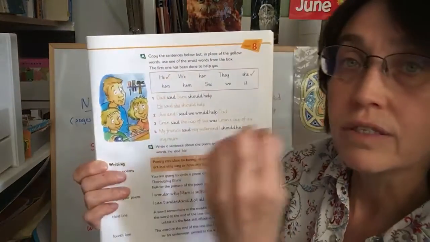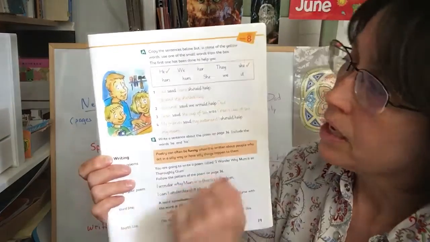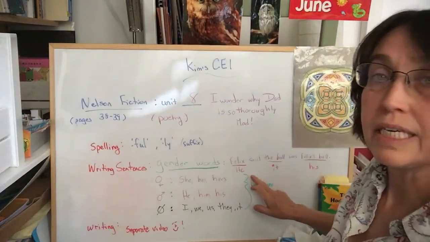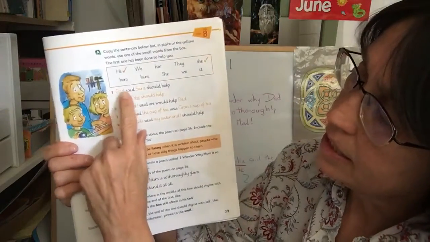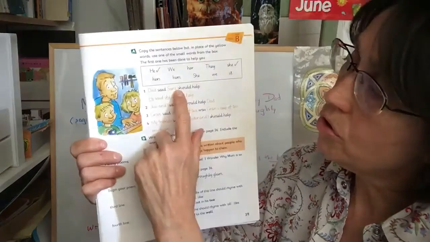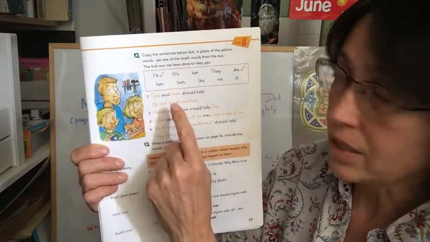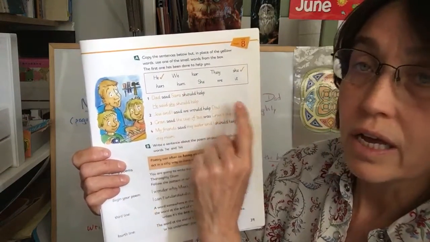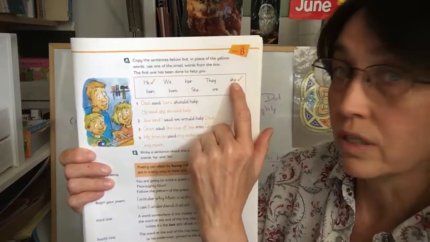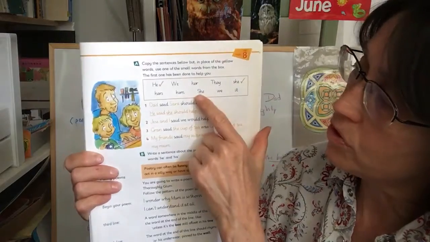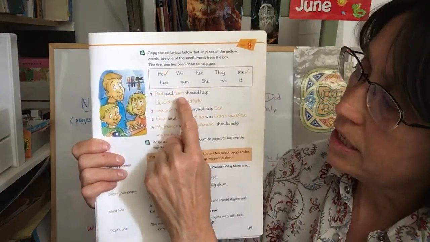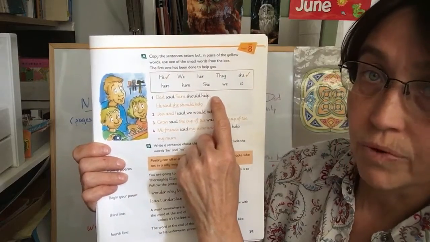So dad is a man, an adult male, so it is he, just like Felix, he. He said Sarah is a girl's name. So this person should help. So she has to be used. It's not the beginning of the sentence, so it can't be a capital she. It is in the middle of the sentence. So Dad said she should help.